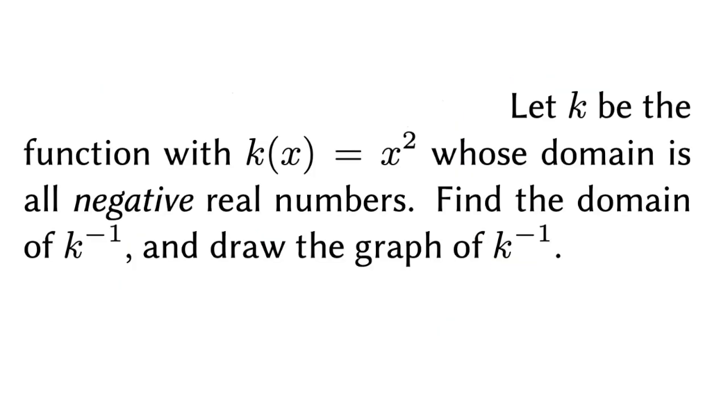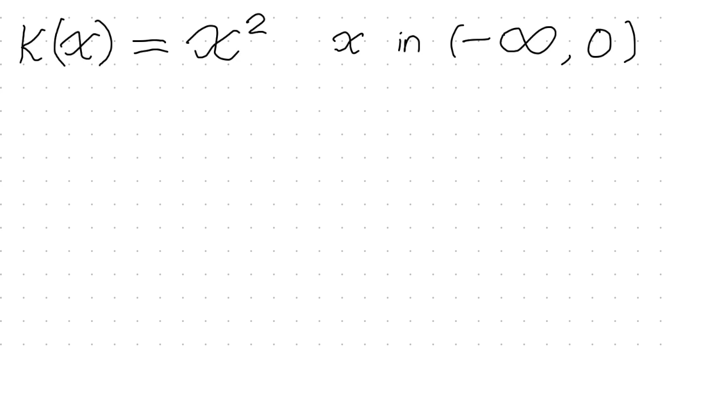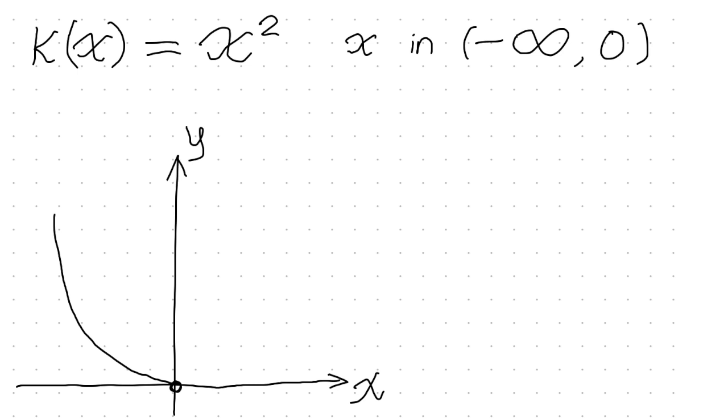Now let's come back to our original question. k of x equals x squared, but the allowed input x can only be negative numbers. Before I try to find a formula for the inverse function of k, I'd like to make sense out of this function k. I usually start by graphing the function. I'd like to know whether this function is even one-to-one to start with.